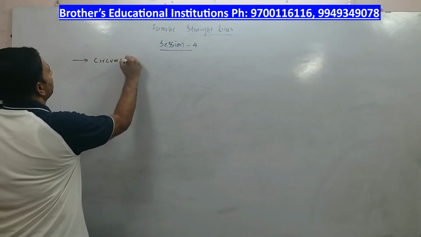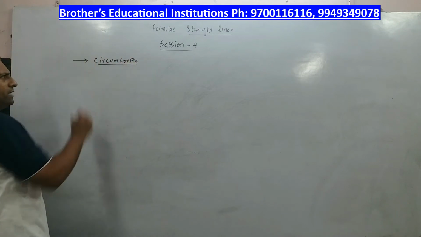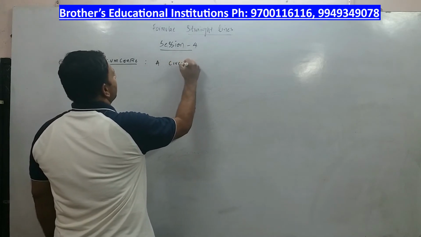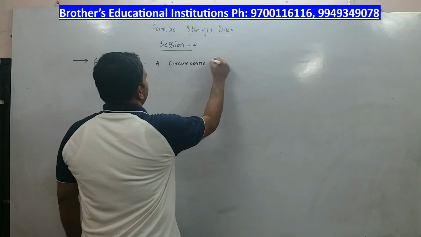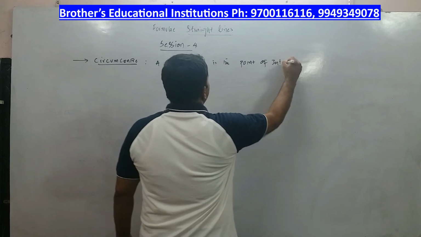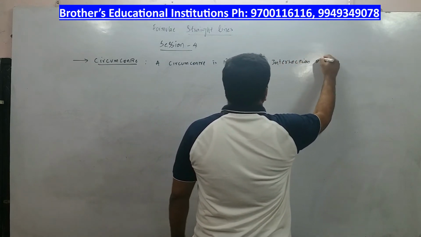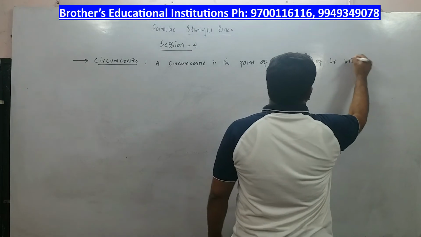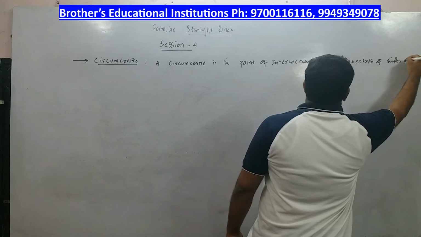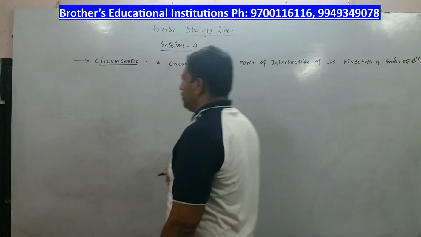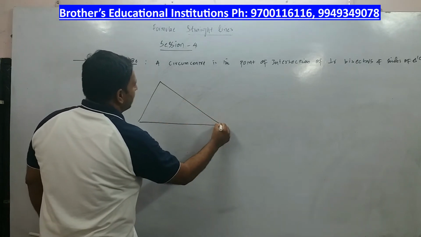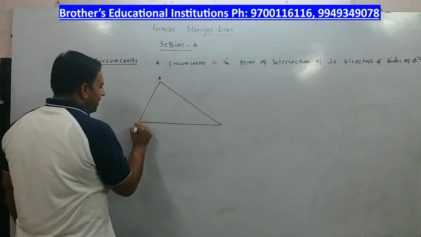Circumcenter. What is the circumcenter? Let me explain to you. A circumcenter is the point of intersection of the perpendicular bisectors of the sides of a triangle. The point of intersection of the perpendicular bisectors of the sides of a triangle is called the circumcenter. Now let me say this is triangle ABC.